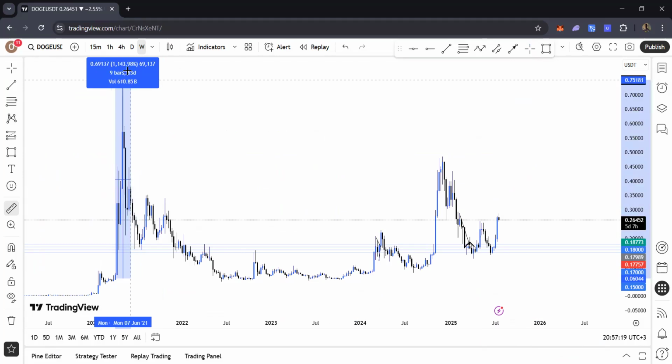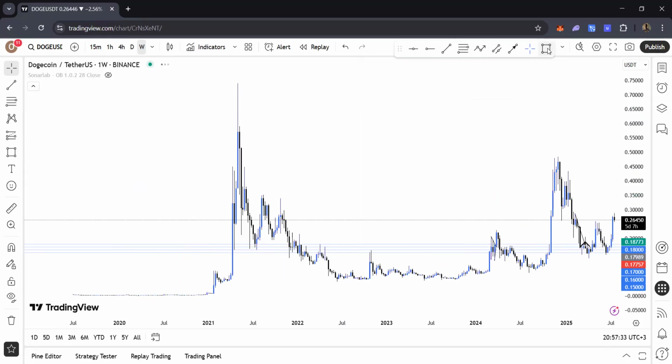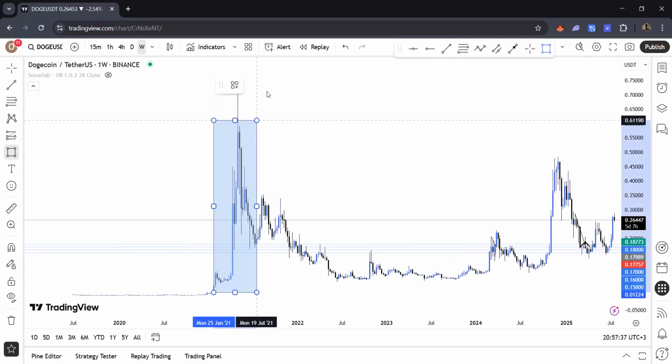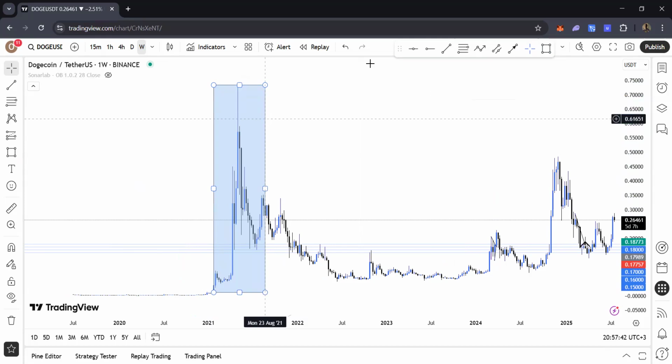You can see the percentage. Oh, this is 1,000 something percent, if I'm not mistaken. Yeah, this was last bull run. 1,000%. Wait, no, it started from here actually. So this is how fast the market moved in a space of around 1 month or 2 weeks.